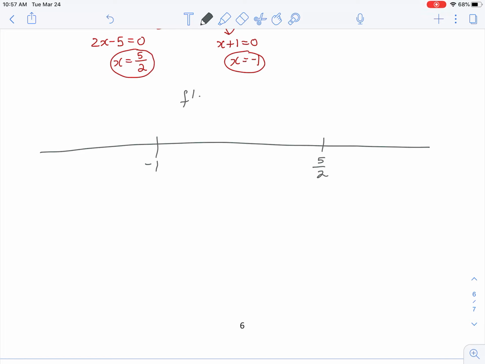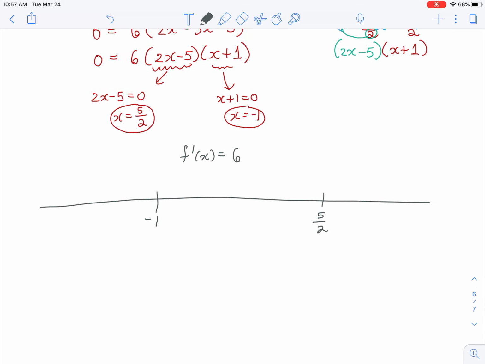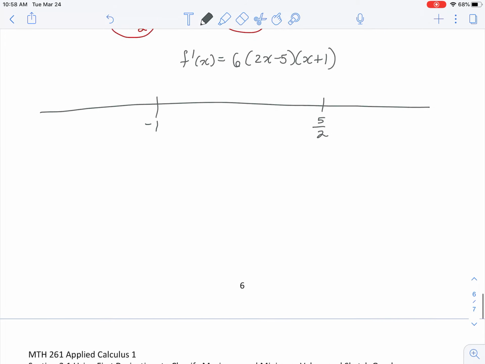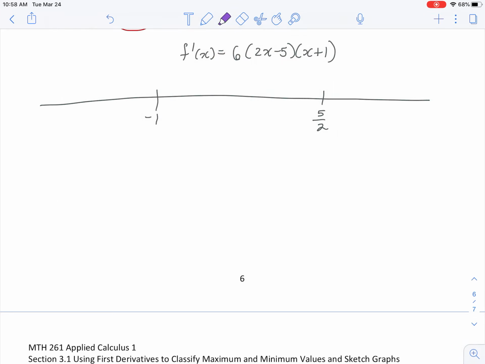Now, let me write down f prime of x above here so that we can see where we are plugging these into. We have to do 6 times 2x minus 5 times x plus 1. So let's start plugging in some values, okay? So let's see, to the left of negative 1, give me a number that we can plug in.